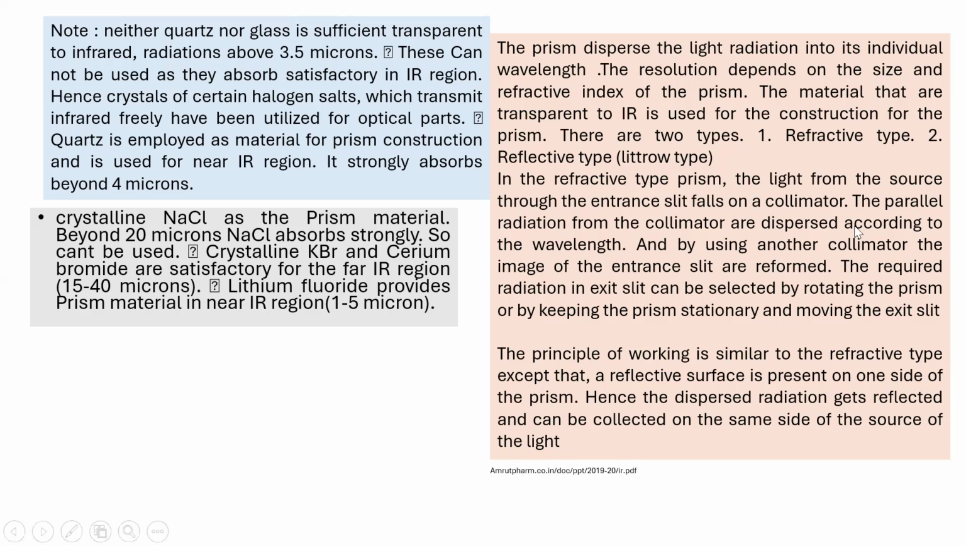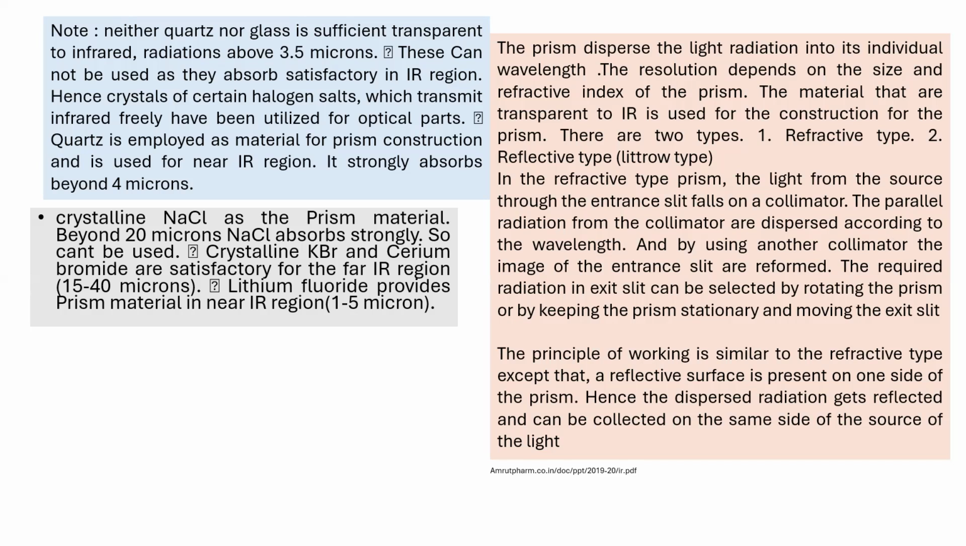Right, now let's talk about the prism, which is again a common thing to all the monochromators, whether it is IR spectro or UV visible spectro or other types of spectroscopy. Whenever a monochromator is there, prisms and diffraction gratings are important components. We have learned in yesterday's lecture. Now, just two lines about prism.